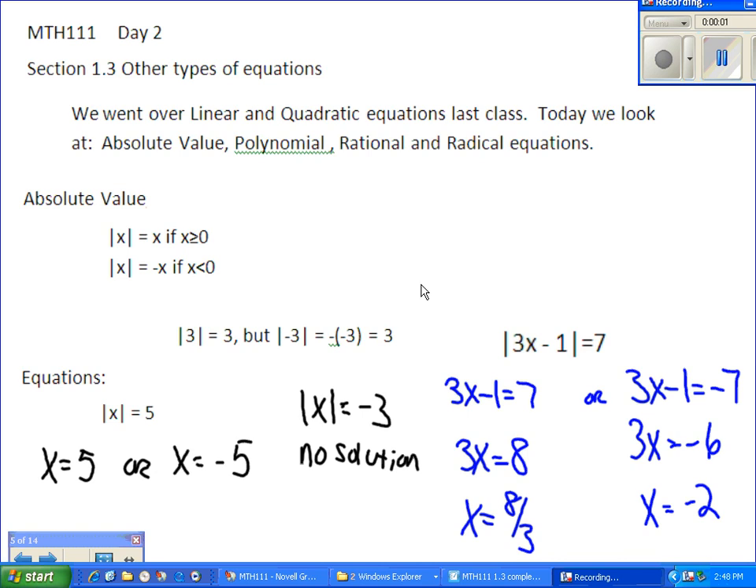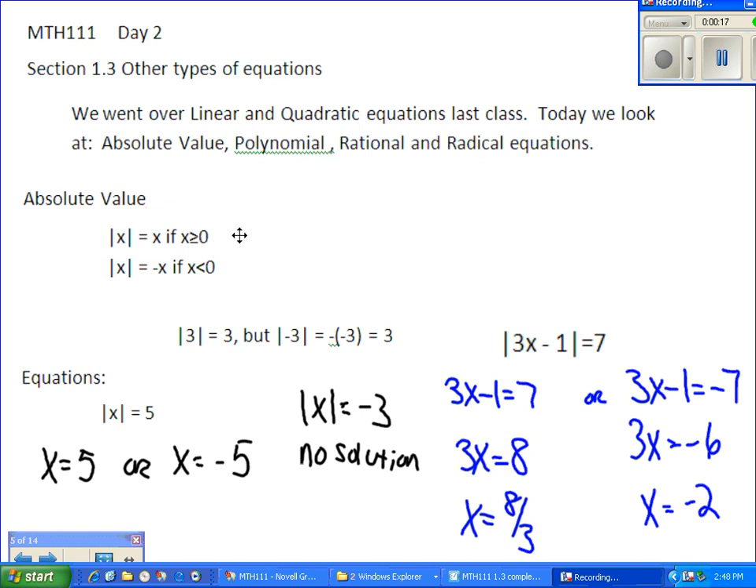Other types of equations. There's a lot of material in this section, and not all of it's covered in a lot of detail. So let me know if you need more detail on some of this material that's presented. First equation we're going to look at are absolute value equations.